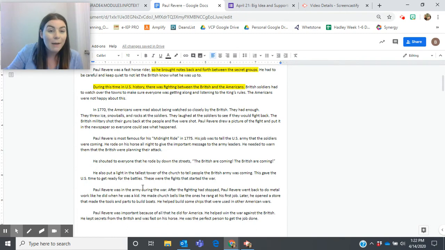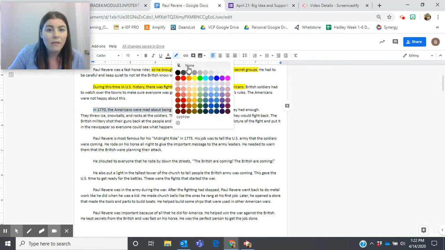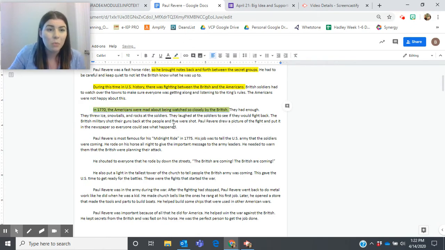You're right. The topic sentence here is this first sentence. In 1770, the Americans were mad about being watched so closely by the British. Everything else in this paragraph is supporting the idea that they were mad. Why did they throw ice and snowballs and rocks? Because they were mad. Why did they laugh at the soldiers? Because they were mad. This really tells me what the paragraph is mostly about.